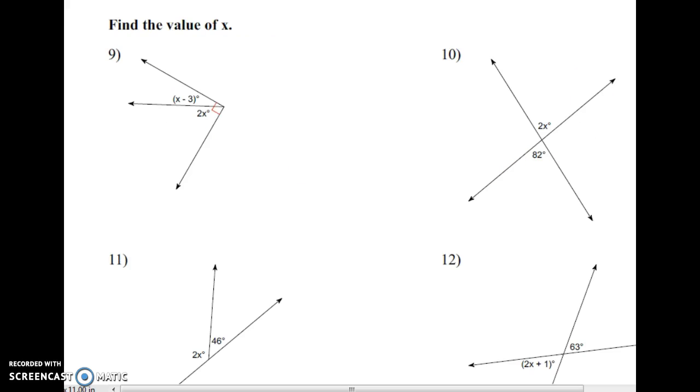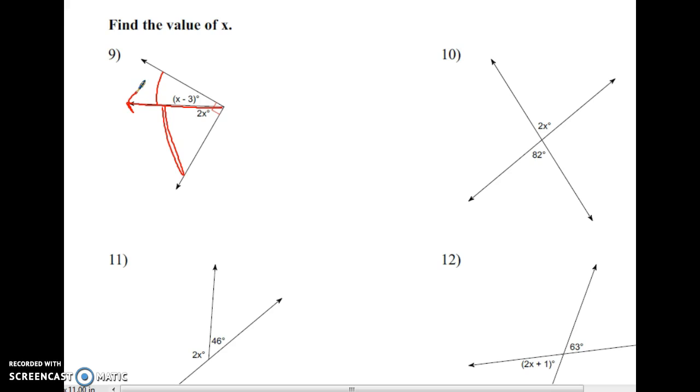In this next section, we're going to find the value of x. This is a little bit different because instead of finding just B, which was already by itself, our diagrams are slightly more complicated. But we go about them the same way. In number 9, I see the relationship between these two angles is that they are adjacent to one another. They are touching because they share that edge in between them.